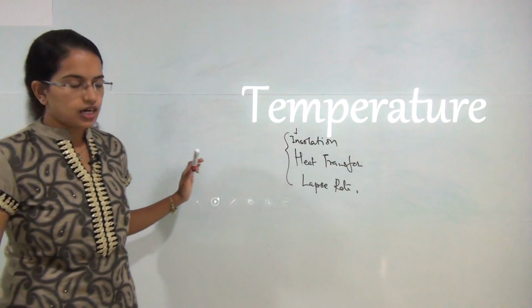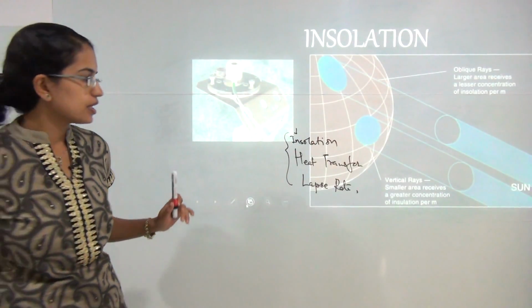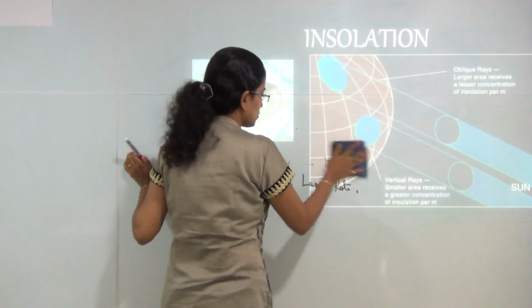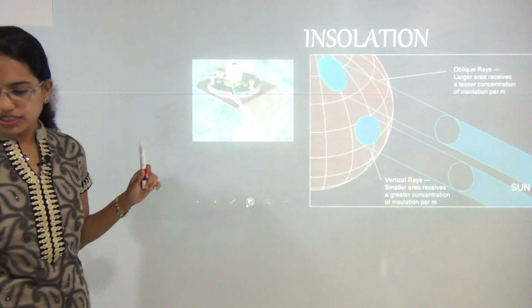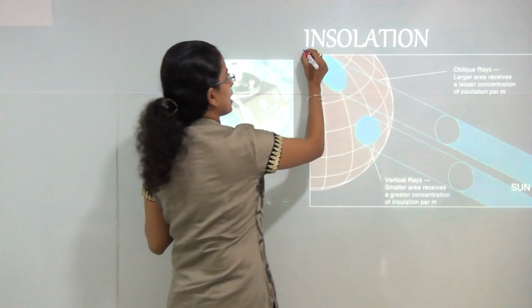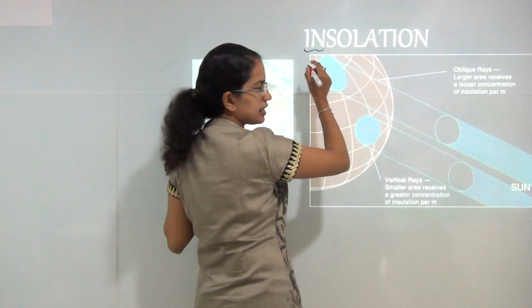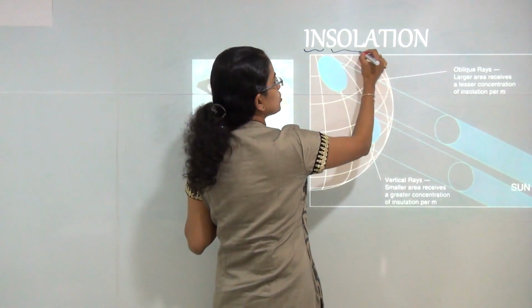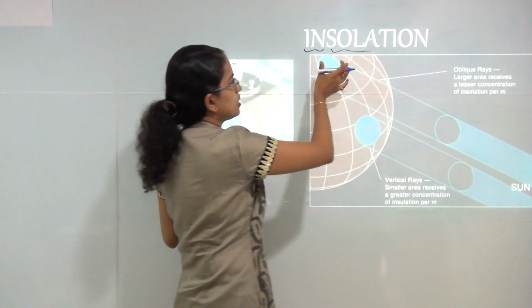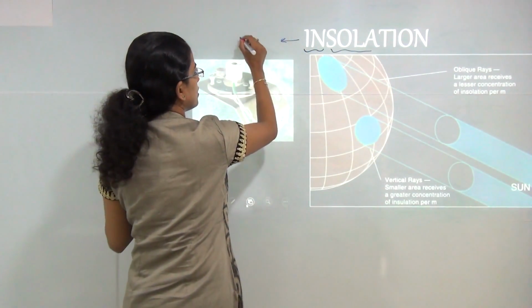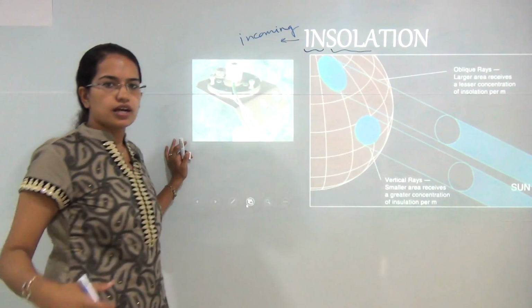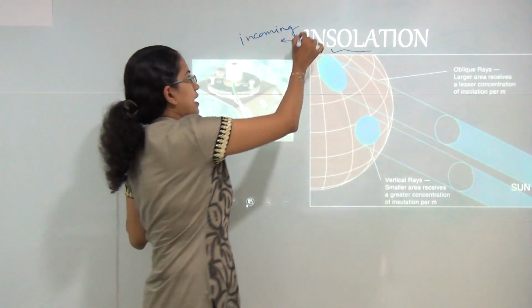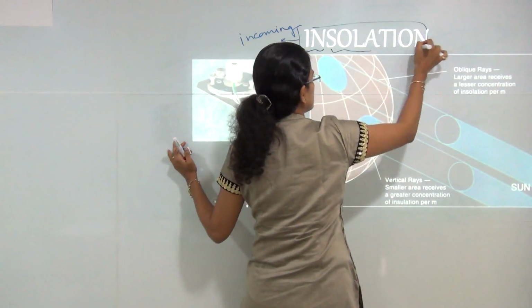Now let's first start with insolation. What is insolation and how do we measure it? That's the first question we will try to understand. Insolation, as the name suggests, is derived from incoming solar radiation. So "in" means incoming. Whatever solar radiation is coming in, if I abbreviate it, we call it insolation.